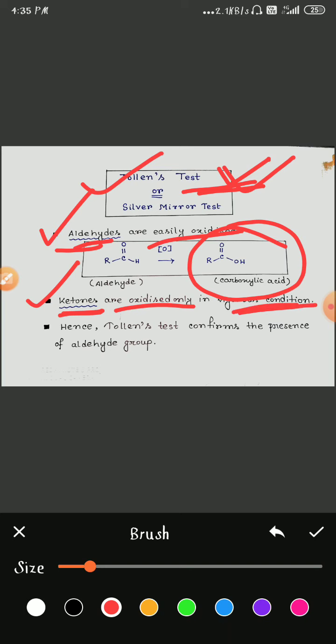That means aldehydes are oxidized by a mild oxidizing agent, but ketones need a strong oxidizing agent. And here Tollens reagent is a mild oxidizing agent, not so strong. So it can oxidize aldehyde but does not oxidize the ketone. From this we can say the Tollens test confirms the presence of aldehyde. ठीक है?